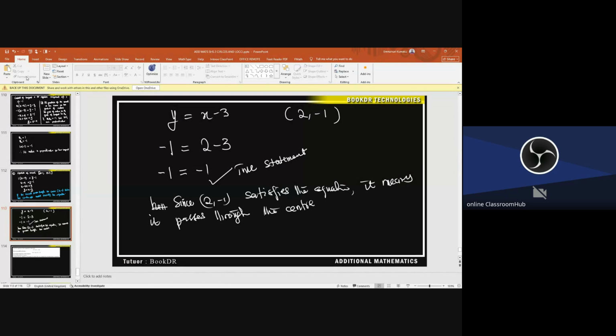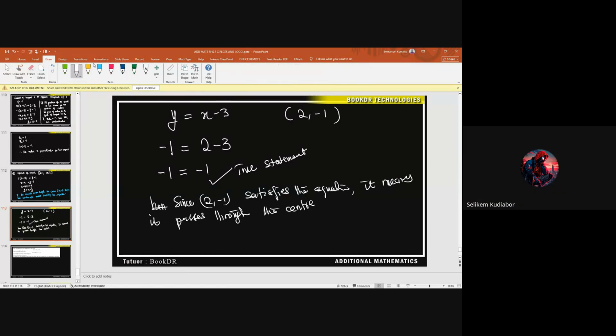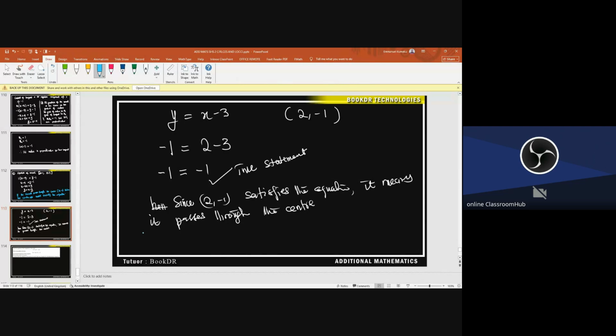For instance, the tangent which doesn't pass through the center, we had its equation to be y is equal to 5 minus x. If we substitute these values, you have -1 is equal to 5 minus 2. Sorry, the x is 2. You have -1 is equal to 3. This is a false statement, because -1 is not equal to 3.